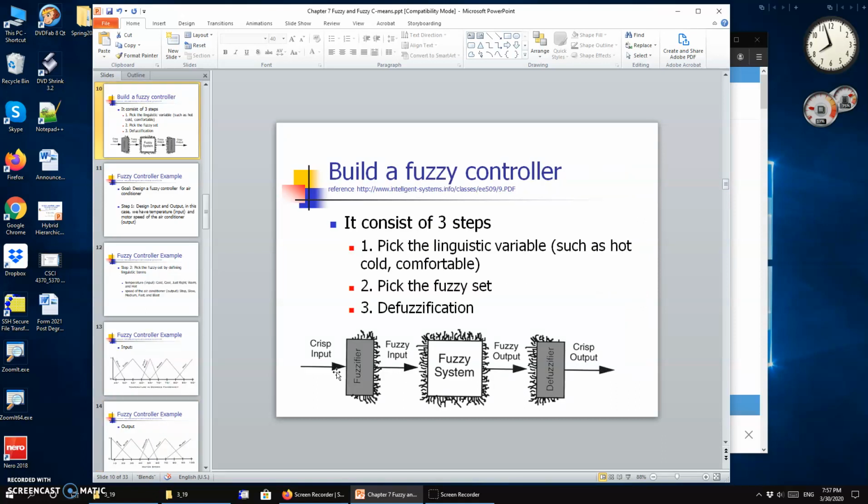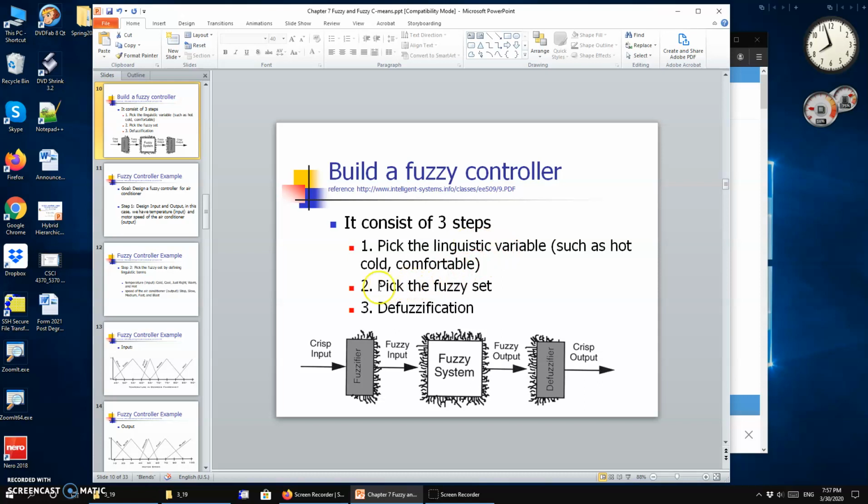So how is it really being implemented? Basically, it consists of 3 steps. First, you need to understand the human language perspectives. The first thing is what we call the linguistic variables, such as hot, cold, comfortable, fast, tall, short, those kinds of things. So you need to have a target first.